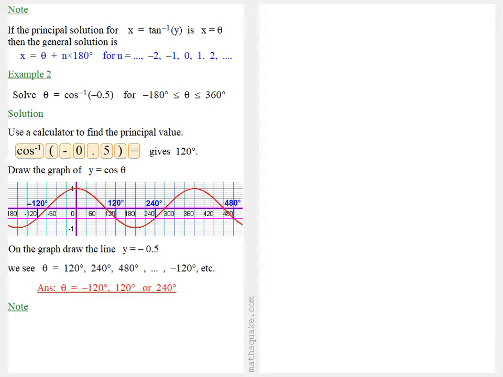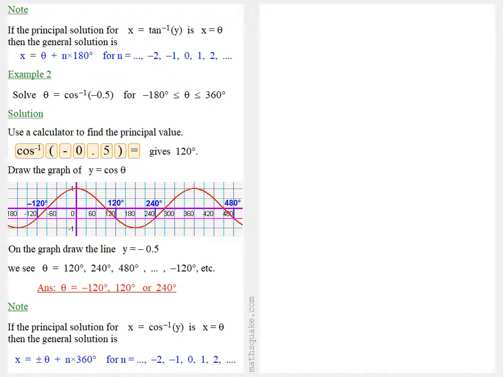So note, we can get a general solution. If the principal solution for x equals the inverse cosine of y is x equals theta, then the general solution is x is equal to plus or minus theta plus n times 360 degrees, where n is an integer.